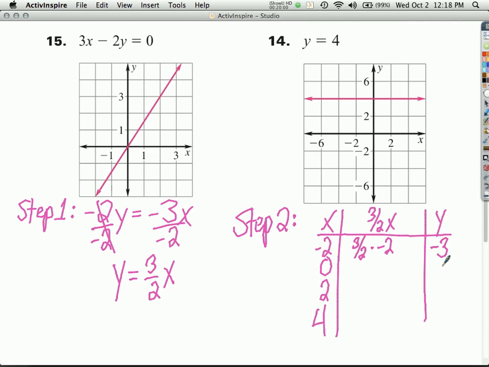0 is going to be 0. 3/2 times 2. What's that going to be? Kayla? 3. And you should see a pattern emerge now. So what's the last output value going to be, Kamoy? 6. So now plot the points. -2, -3 is right here. 0, 0 is right here. 2, 3 is right here. And then I didn't fit it on the graph, but 4, 6 will be right about there.